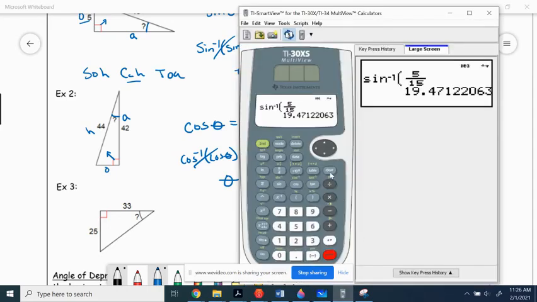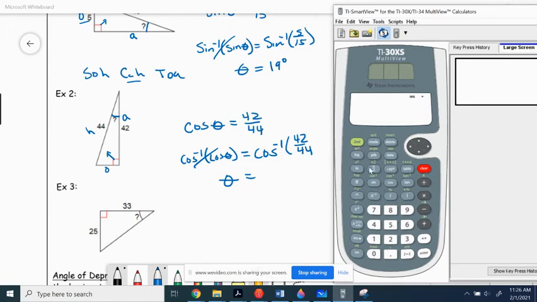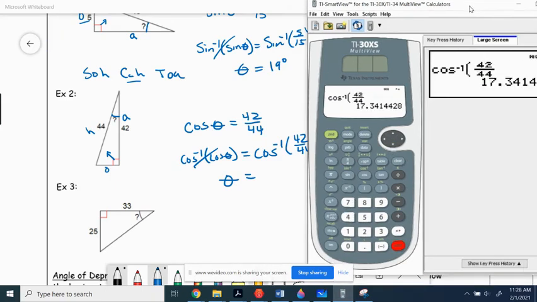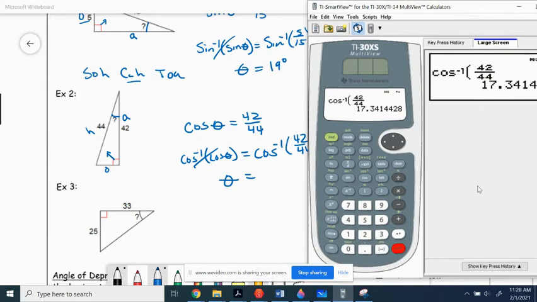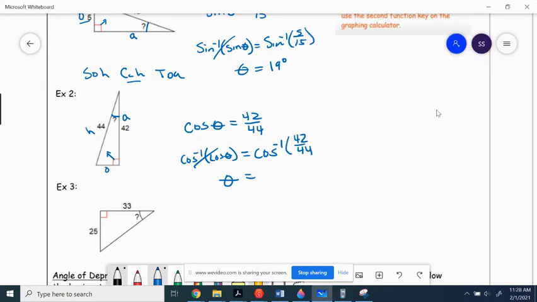Let's see if I can get this over here. Hit the second key, inverse of cosine, fraction key, 42 over 44. Remember, we're going to round to the nearest whole number, so we're looking at 17 degrees. So our missing angle is 17 degrees.